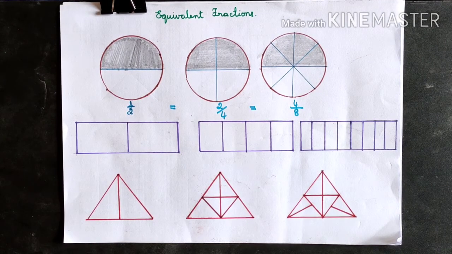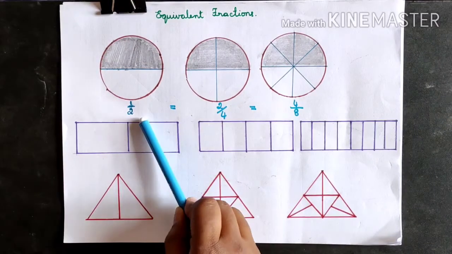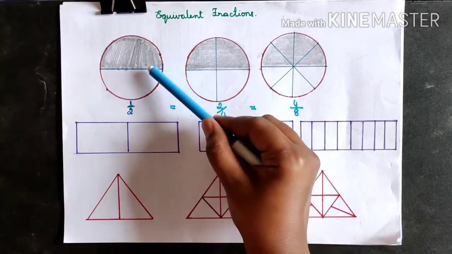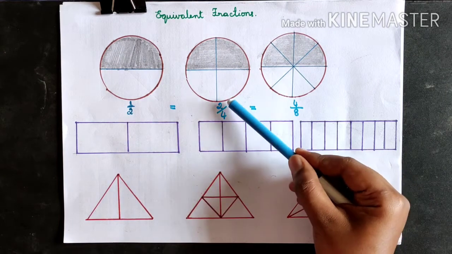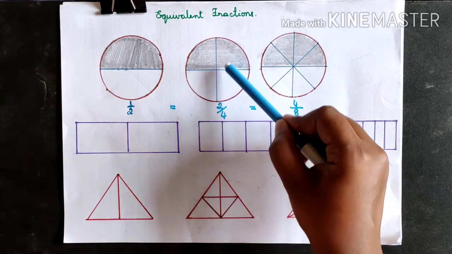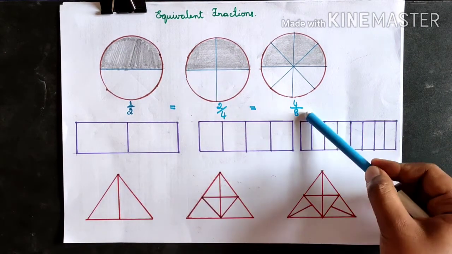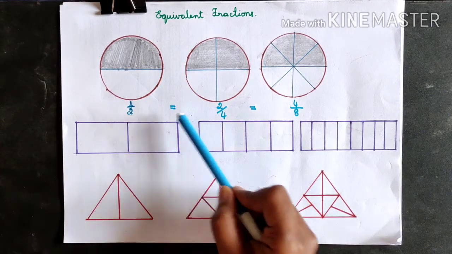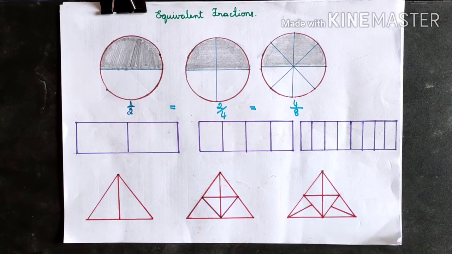So what are equivalent fractions? The fractions which indicate the same value are said to be equivalent fractions. Now half means half of the circle. Now 2/4 also means half of the circle. 4/8 also means half of the circle. So these are said to be equivalent fractions.